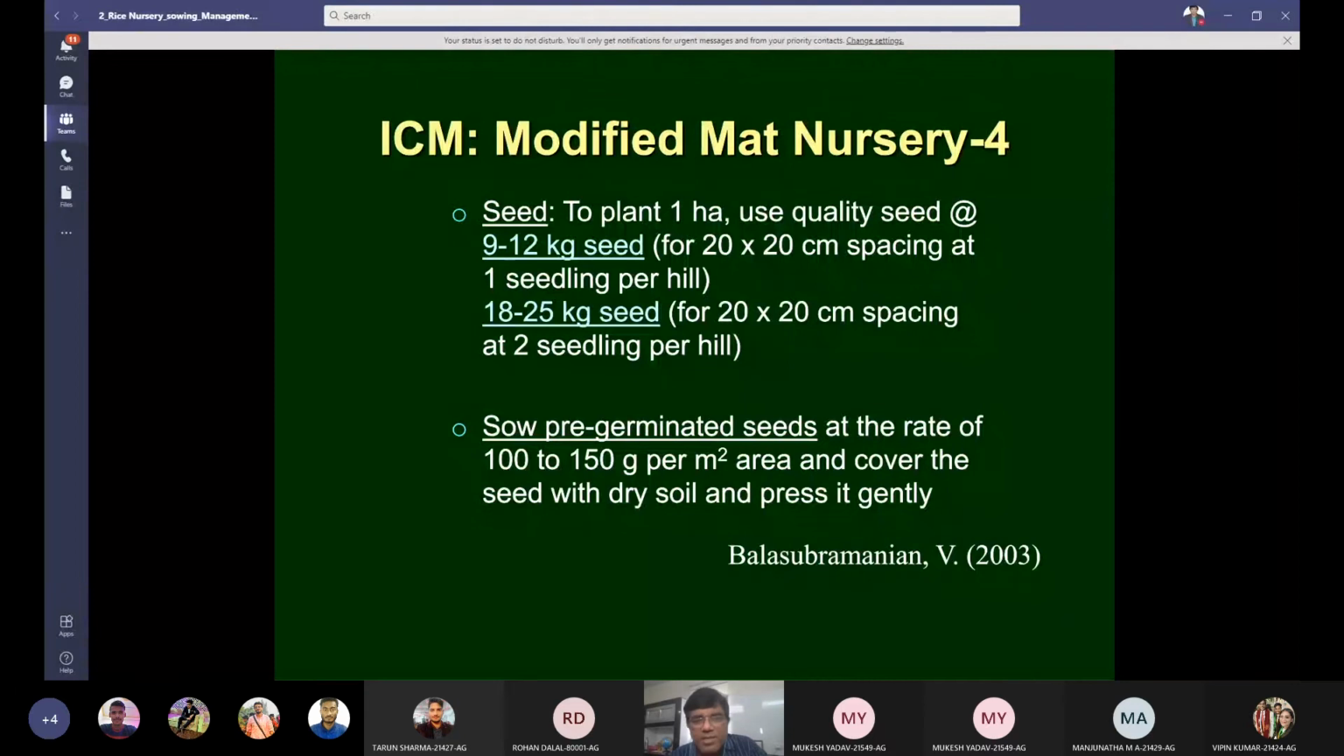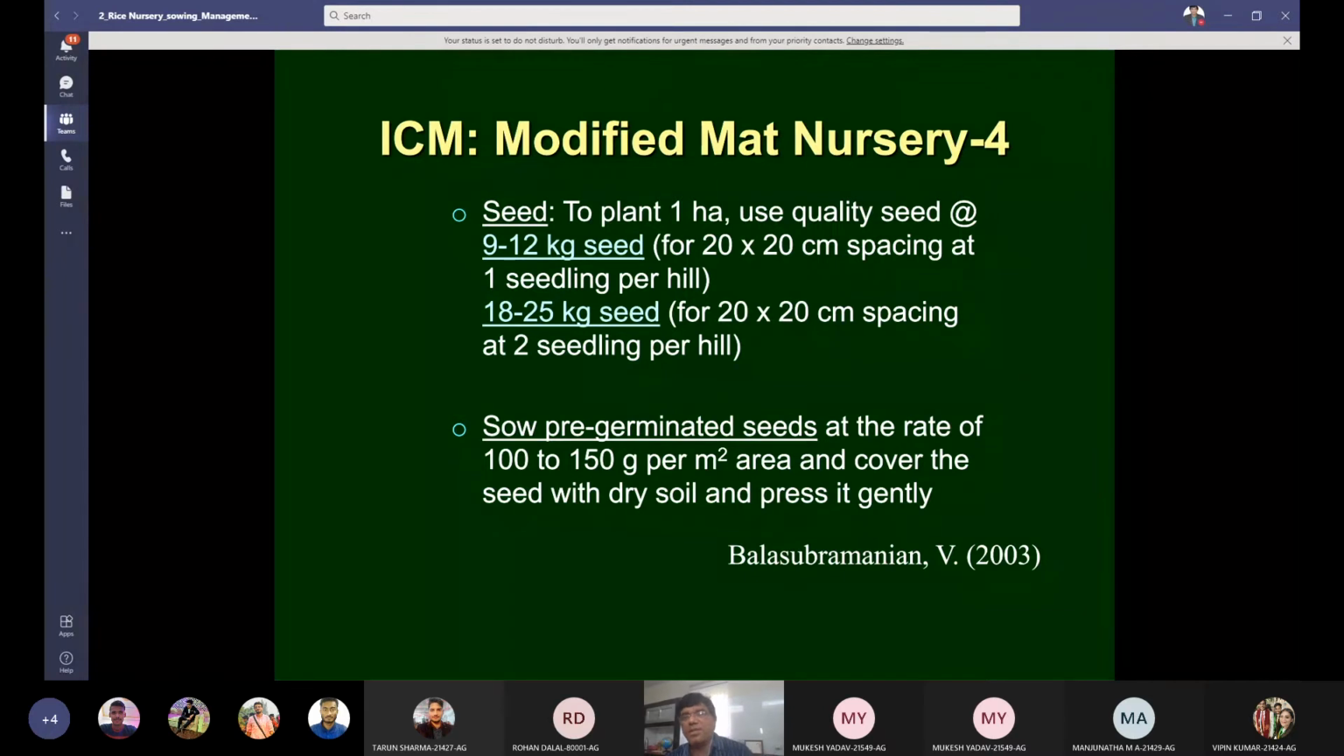Then you need to put the seed. To plant 1 hectare, use quality seed, 9 to 12 kg seed, if your spacing is 20 by 20 centimeter at 1 seedling per hill. If you double the seedling number to two seedlings per hill, then you need to double the seed also: 18 to 25 kg seed at 20 into 20 centimeter spacing.